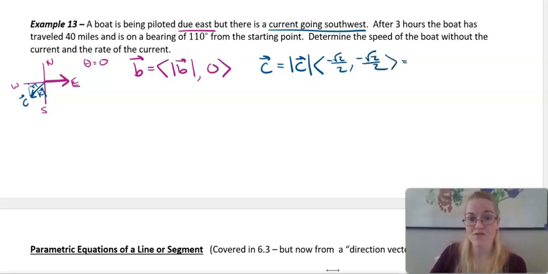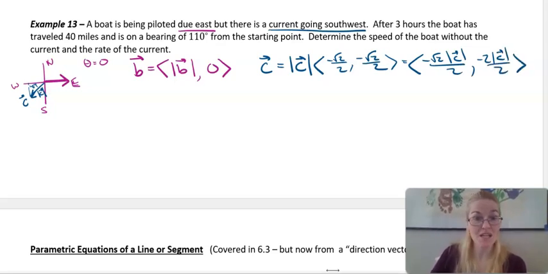So I could, in fact, think about this current velocity vector as negative the square root of 2 times the magnitude of C, all over 2, comma, negative the square root of 2 times the magnitude of C, all over 2. So, having not been told the speed of the boat or the speed of the current, I can already write their component forms because I know their directions and they're nice directions. So, after 3 hours, the boat has traveled 40 miles. So that's a resultant vector.